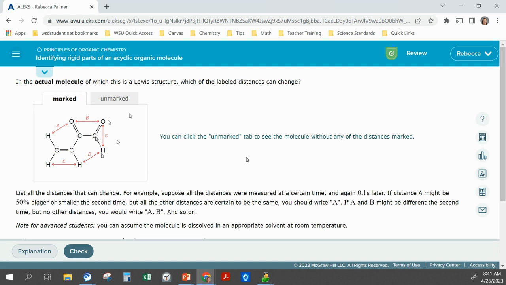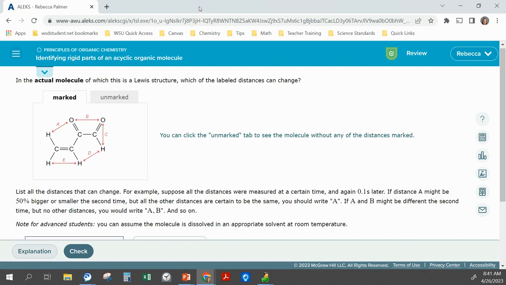How about B? Can the distance from this oxygen to this oxygen change? It can change. If we look at this bond here, this one can rotate. So if we're spinning that, then this oxygen can come out of the page. The hydrogen, these actually could flip spots. So yes, B could change.